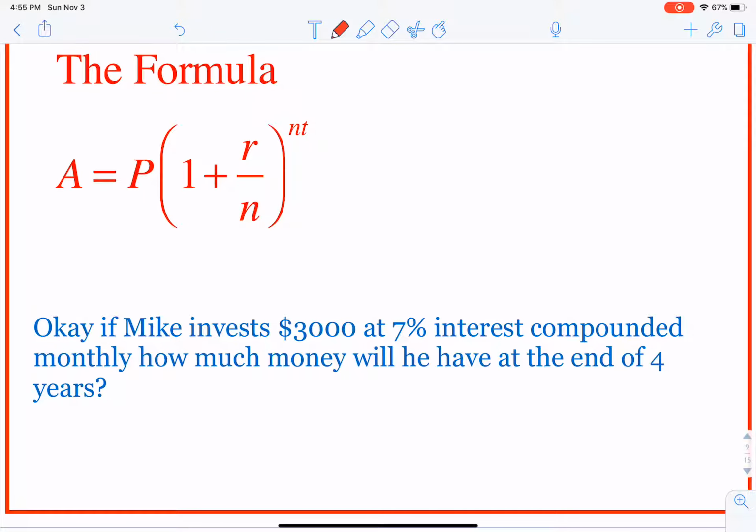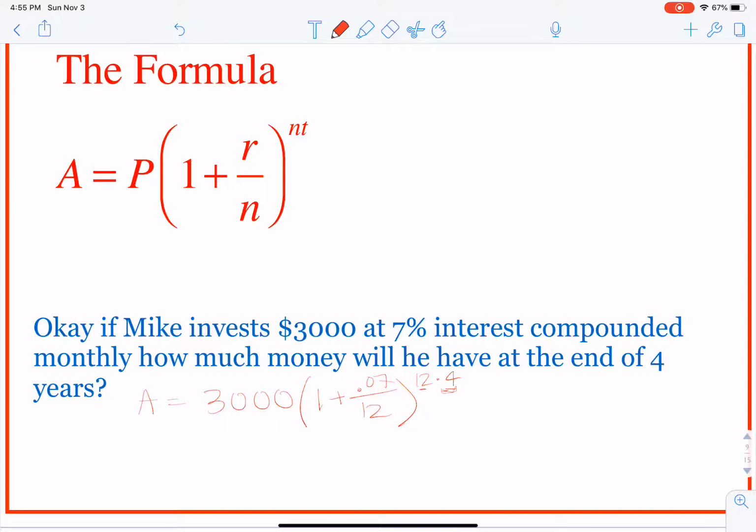So if Mike invests $3,000 at 7% interest compounded monthly, how much money will he have at the end of 4 years? So A is equal to 3,000 times 1 plus 0.07 divided by 12, raised to the 12 times 4. So I'm cutting up this 7% interest rate 12 times throughout the course of the year. So every month, Mike will have a little bit more money in his bank account. And I'm doing that 12 times throughout the course of 1 year, and I'm doing that for 4 years here.